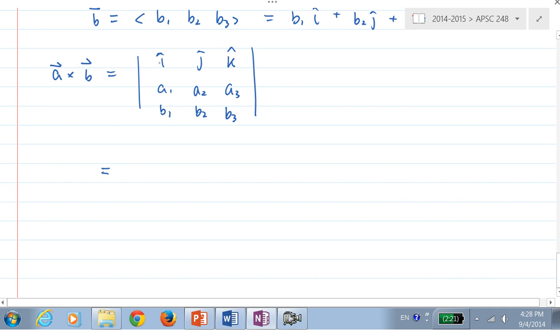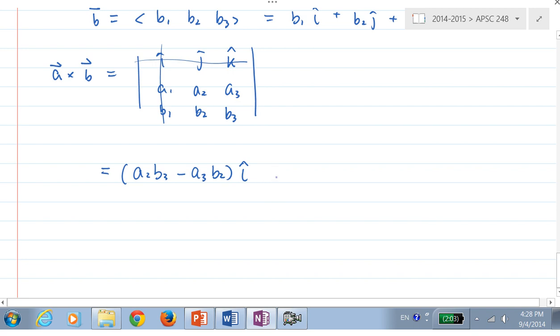So you do an expansion. Do an expansion along the first row here. So what do we end up with? Cross this out. The determinant of this, I'll just write it here: A2 B3 minus A3 B2, I hat. And the second one here.